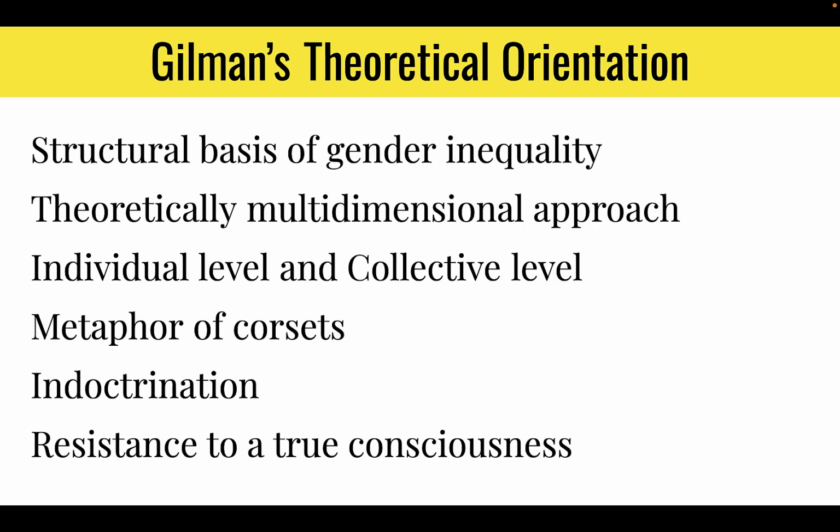Okay, looking at her theoretical orientation, Gilman's most concerned about the structural institutional basis of gender inequality. So she's situated in the more rational collective end of the theoretical continuum. And given that she's putting three different approaches together, neo-Marxism, symbolic interactionism, and Darwinism, she can be seen as theoretically multidimensional.